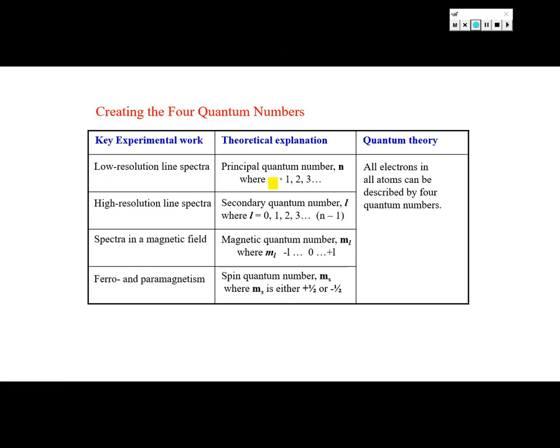So this chart just goes through the same thing again. N value is a whole number, which you have to be given. Then you do L up to N minus 1. ML is the range. And MS, all you have to write is plus or minus a half.